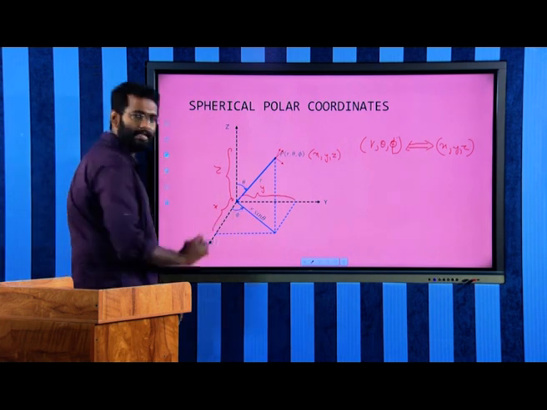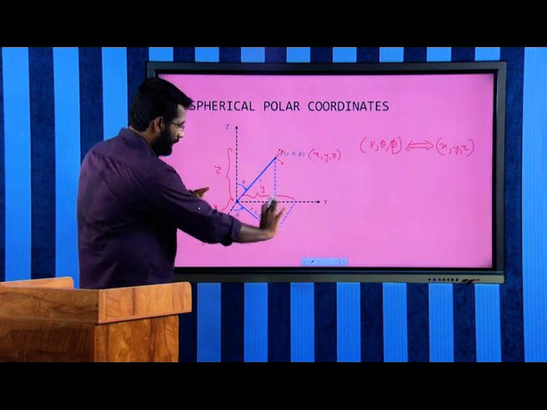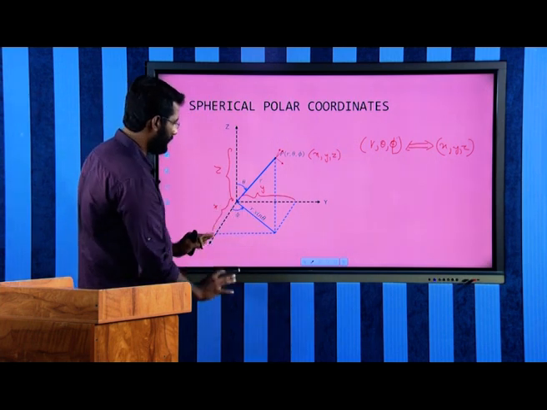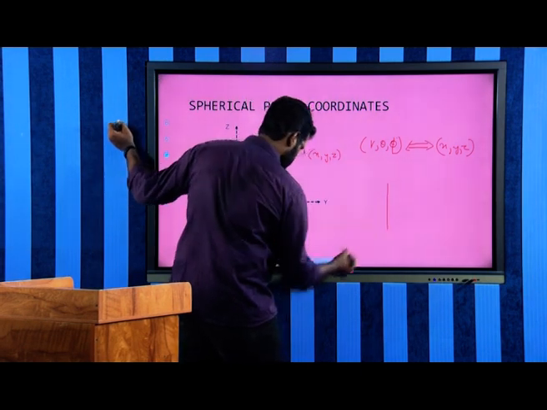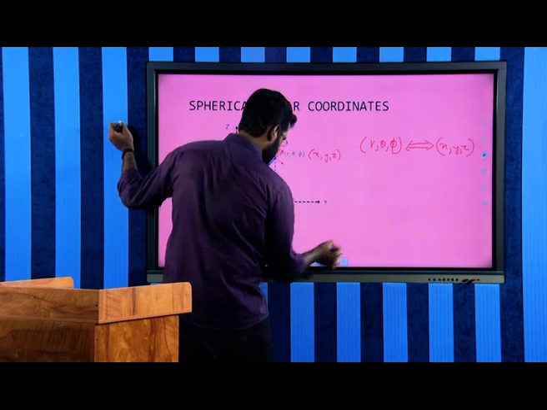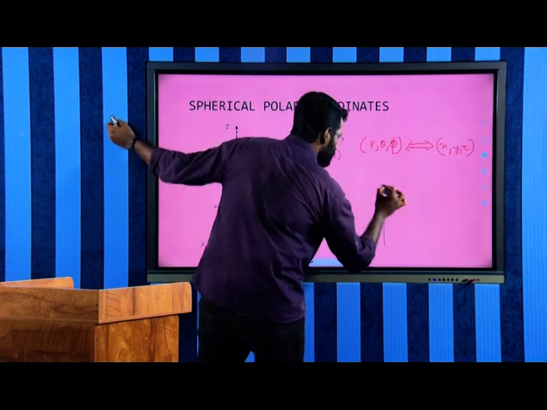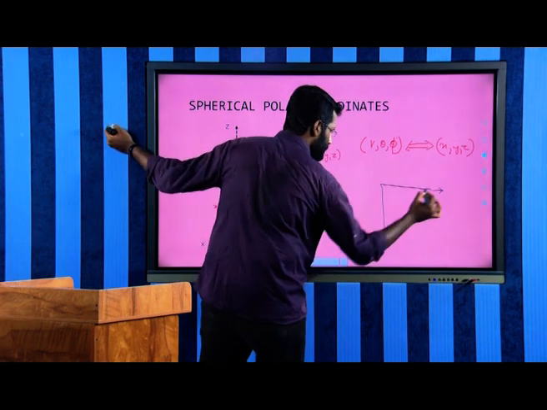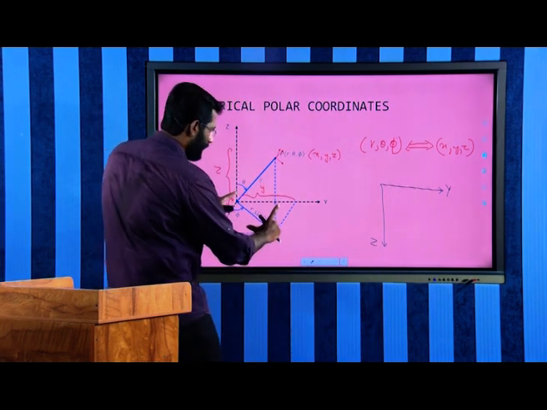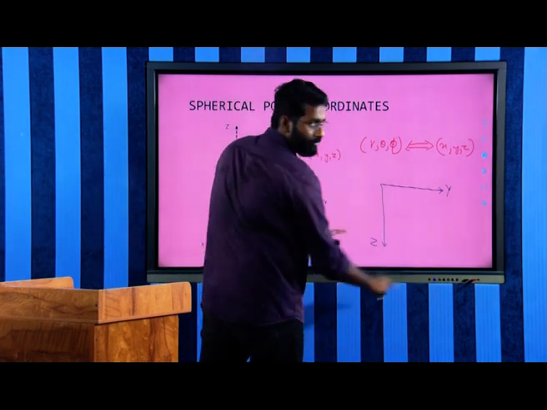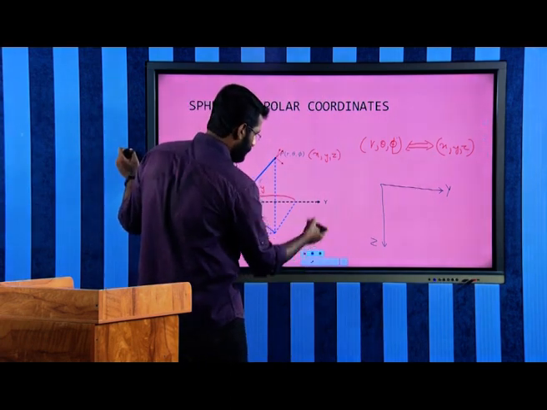Now this length is r sin theta, and it lies on the xy plane. Let me draw that xy plane separately. This is the x axis and this is the y axis. Actually I am taking this xy plane and drawing it on a plane, because here you do not get much 3D effect.